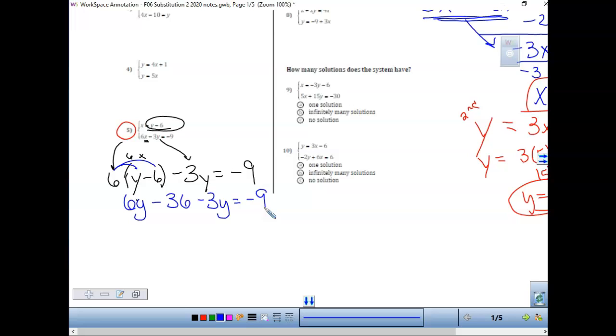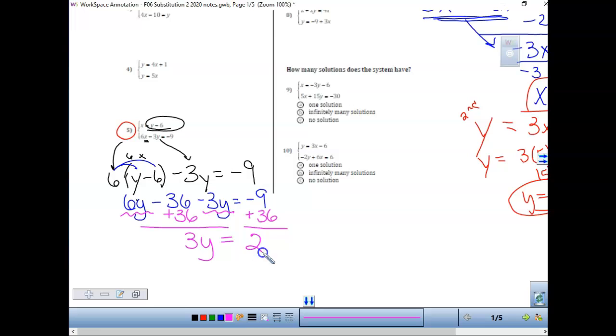So when I take a look at that, I can either add these like terms, or I can go, you know what, I've got to get rid of negative 36. Autumn, how do I get rid of negative 36? Add it, right? So I can add 36 to both sides. Once I have added 36, Kira, on this side, what happens when I add 6y and minus 3y? I get 3y. I'm going to have 3y left here. These canceled, right? On the other side, what do I have when I add 36 plus negative 9? I have 27.